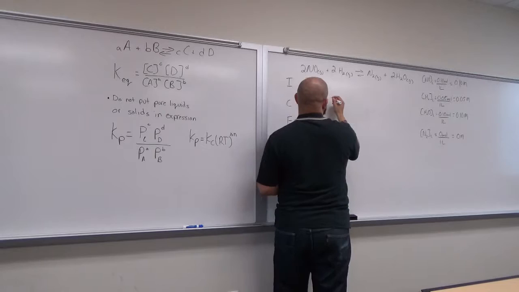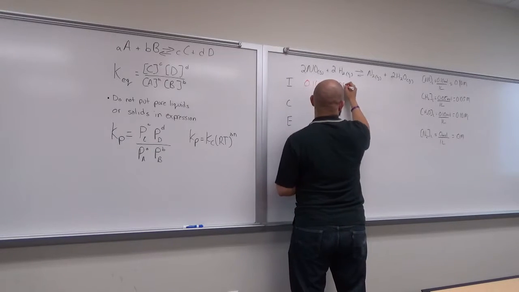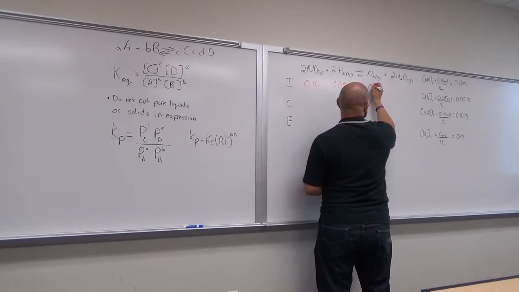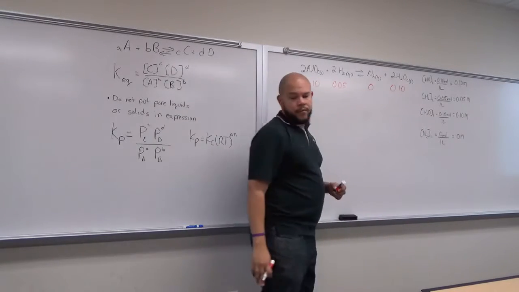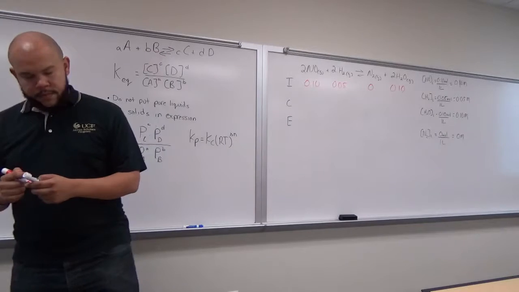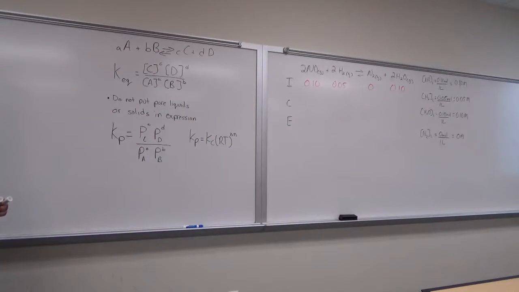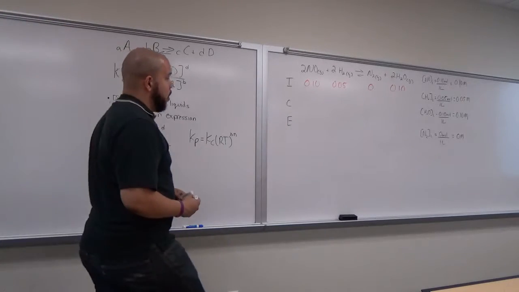0.10, 0.05, 0, 0.10. Now, what other information of this table do we have? Equilibrium concentration of NO, right?